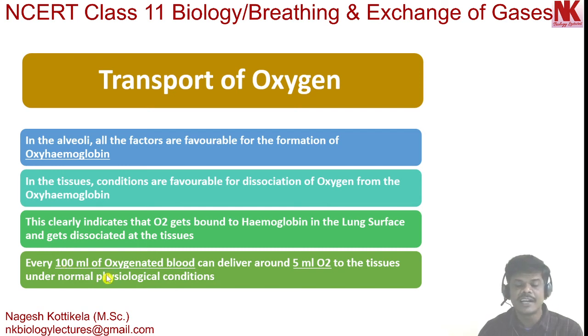Every 100 ml of oxygenated blood can deliver around 5 ml oxygen to the tissues under normal physiological conditions. Very important for your exams. I repeat this once again. Every 100 ml of oxygenated blood can deliver around 5 ml oxygen to the tissues under normal physiological conditions.